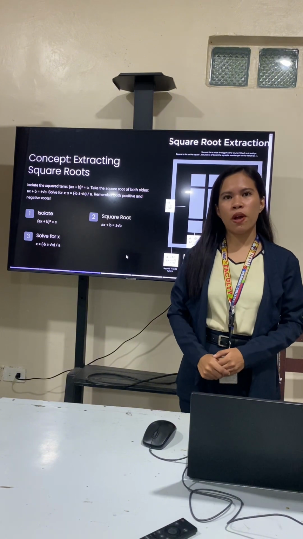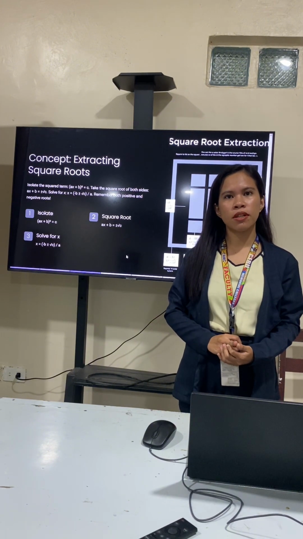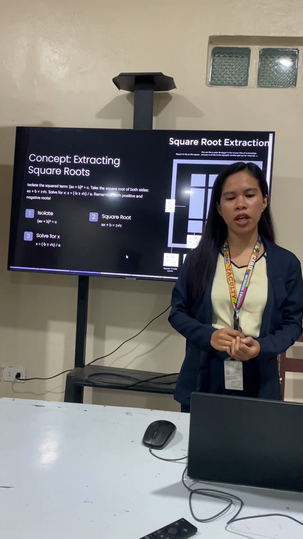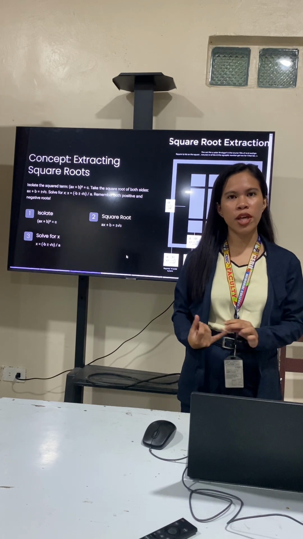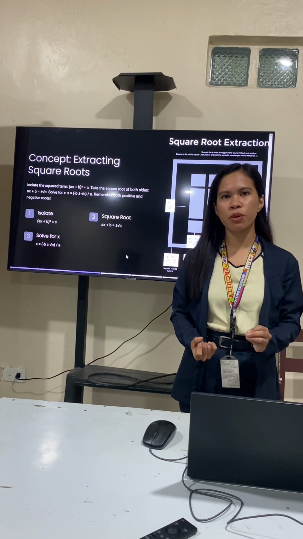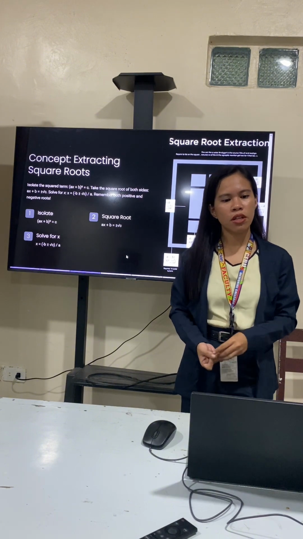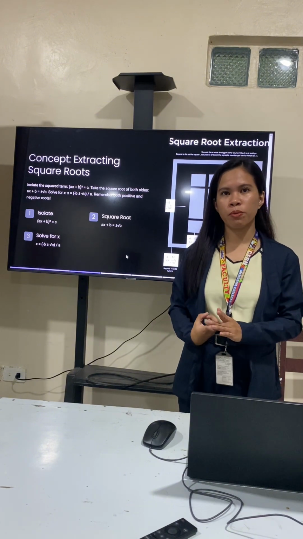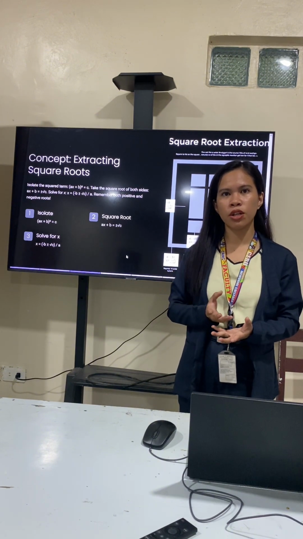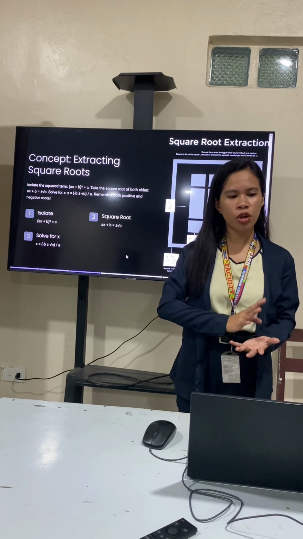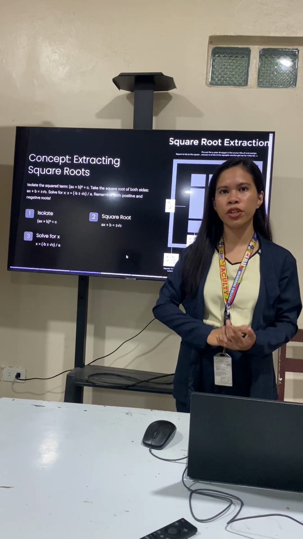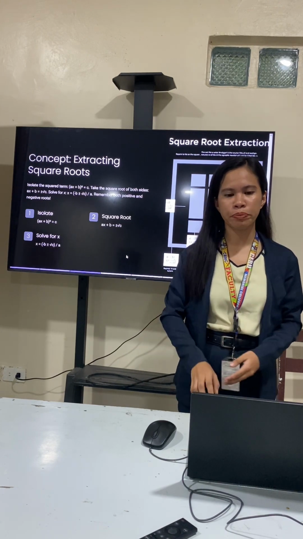In extracting square roots, we have to follow 3 steps. These are general steps to follow. The first one is to isolate the square term so that we can get rid of the exponent 2, or the square. The second one is to square root both sides to get rid of the exponent, and then solve for x, or solve for the variable present in the equation.